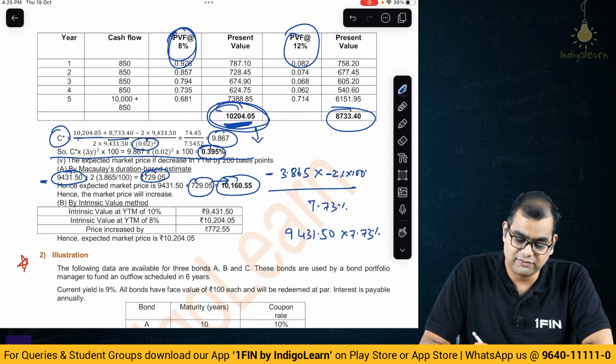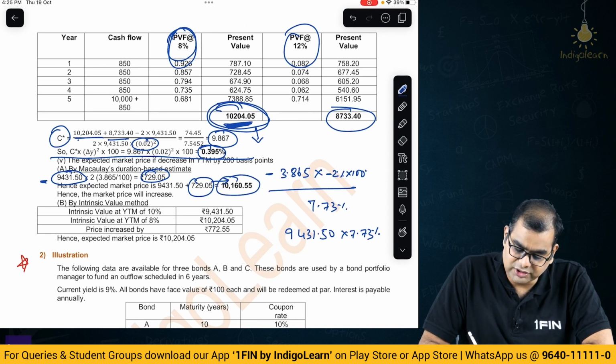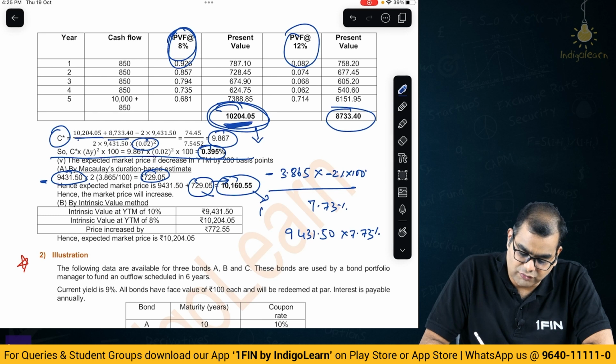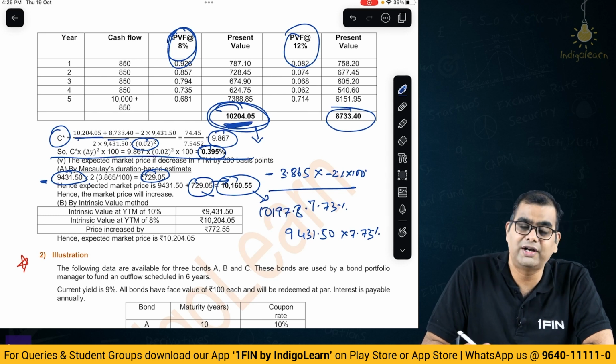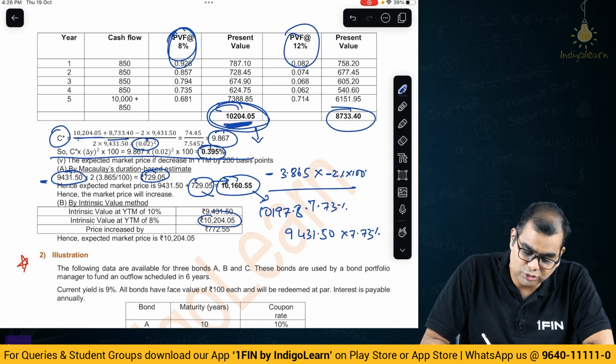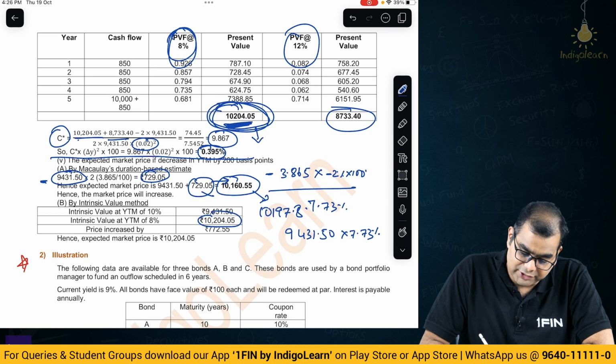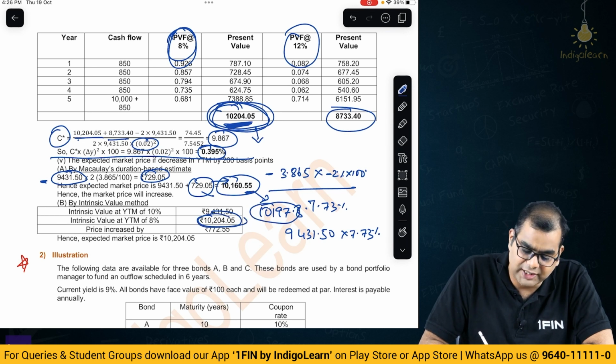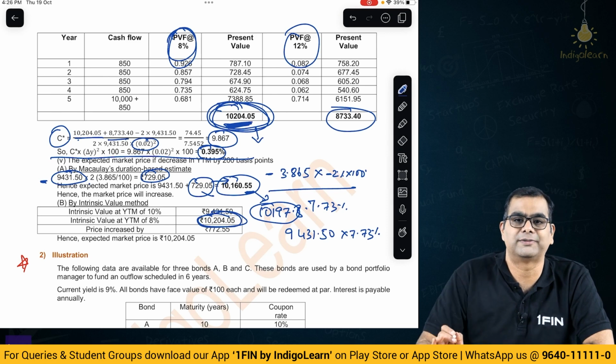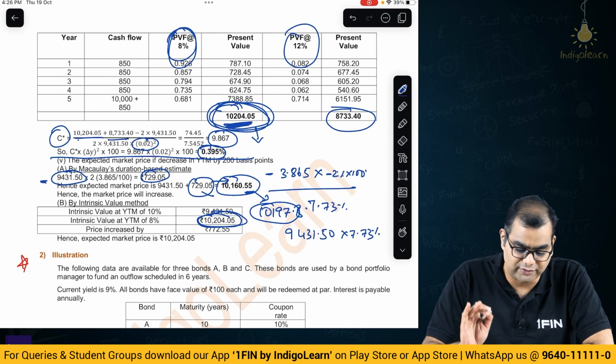Please note, here what is the price that we got? 10160. How did you get 10160? You added 9431.5 into 7.73% plus 9431. So you got 729, you added it, 10160. This changed to 10197.8. However, if you do by intrinsic, it is 10204. Why? Because we already computed it as 10205. So duration gives you a rough estimate, convexity gives you a closer estimate, repricing the bonds gives you the exact number. Okay, this is something that you have to remember.